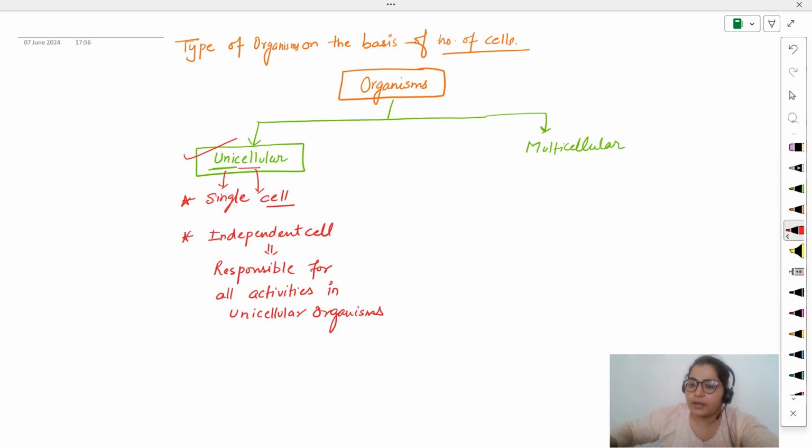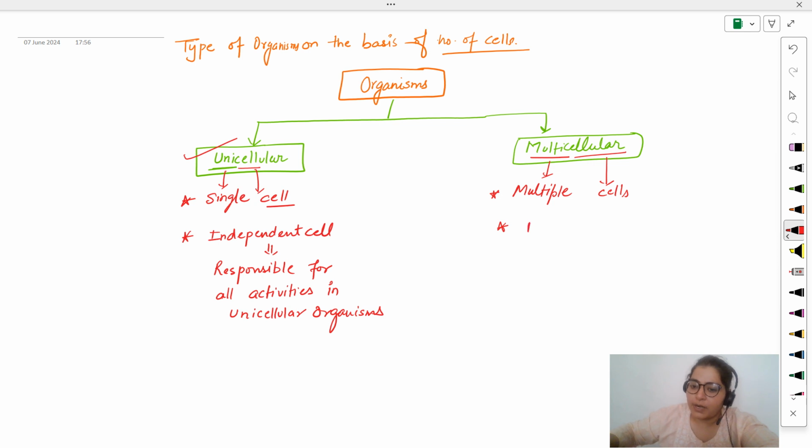Right. So let us discuss a few points for multicellular organisms here. In the case of multicellular, what does it mean? Multi means multiple, and cellular means cells, right? So multiple cells are there. So an organism with multiple cells comes under multicellular organisms. So there is no single independent cell. Multiple cells are responsible for the function of the multicellular organism.